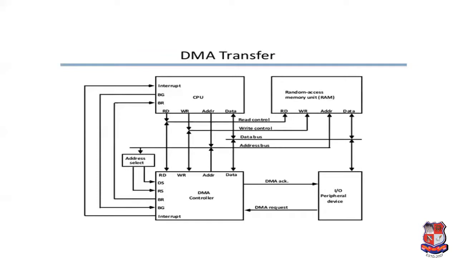Also, the address bus is used by the RAM, and the DMA controller is controlled using two select signals, that is DS and RS.